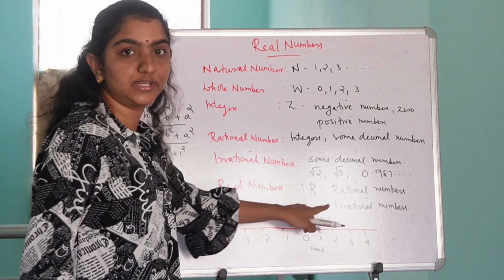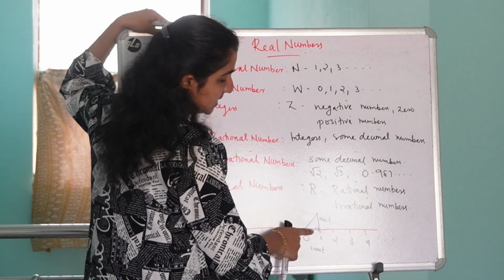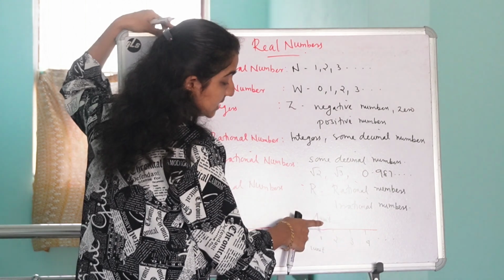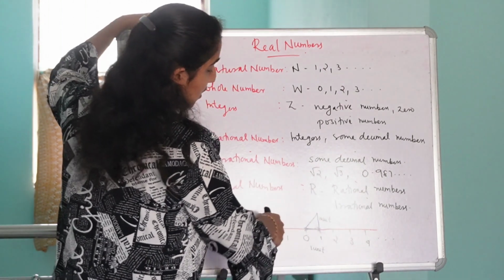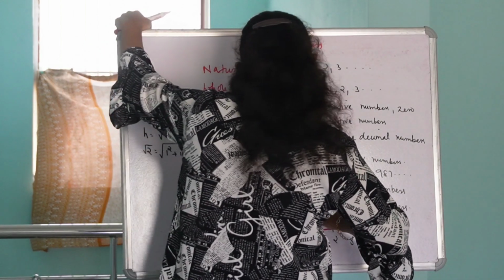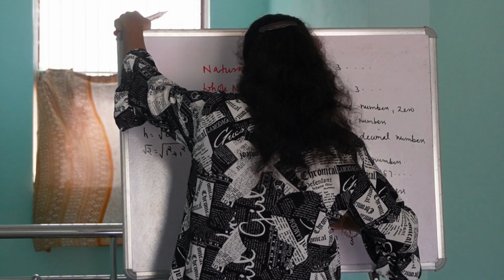Now I am going to join these two end points. Here I got a right triangle. So this one is the base of the right triangle. This is the height or altitude of the right triangle, and this is the hypotenuse. So what is the length of this hypotenuse? The length of this hypotenuse is root 2.